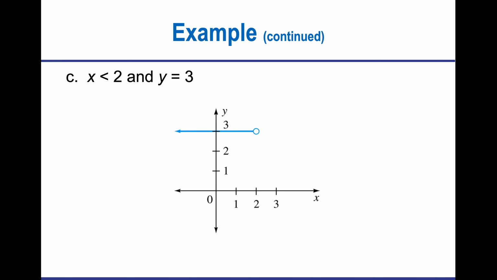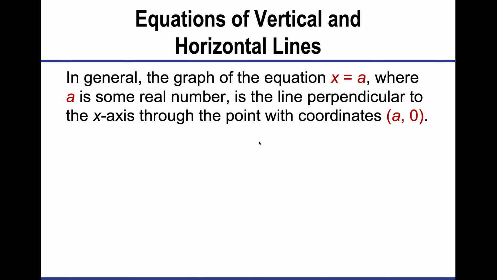Here, if I know that x is less than 2 and I know that y equals 3, I'm taking that graph of y equals 3 and I'm cutting off anything after x. So imagine just erasing this entire part of the line, and that's going to generate what we have there.